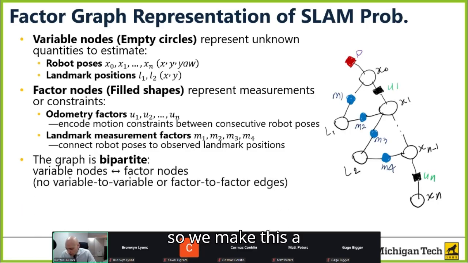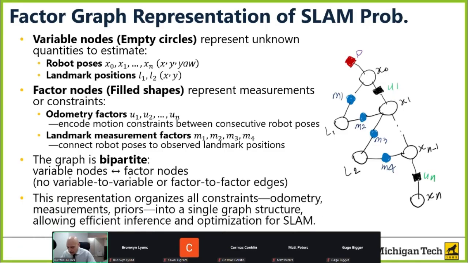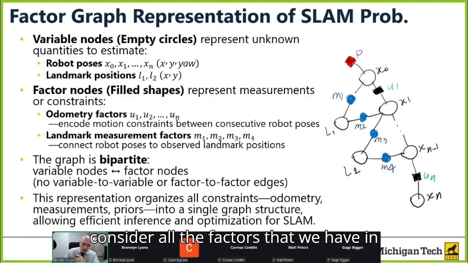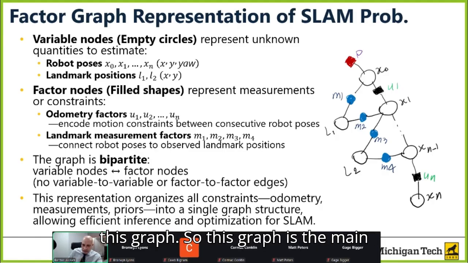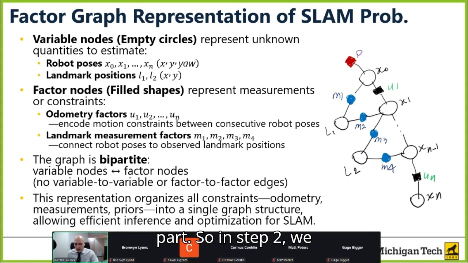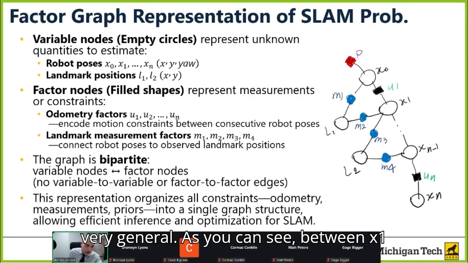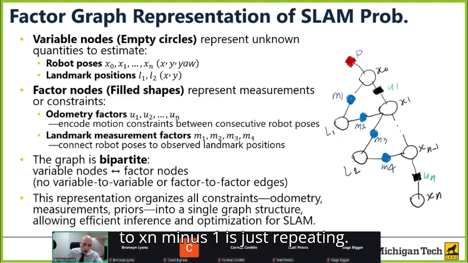Okay, so we make this bipartite graph, and we consider all the factors that we have in this graph. So this graph is the main part. In step 2, we also need to draw this graph. Drawing this graph is very general. As you can see, between x1 and xn minus 1 it is just repeating. It can repeat.